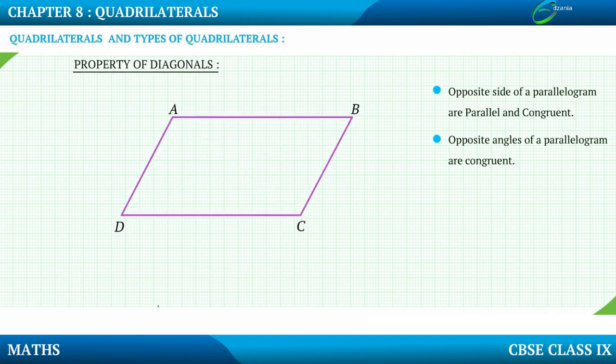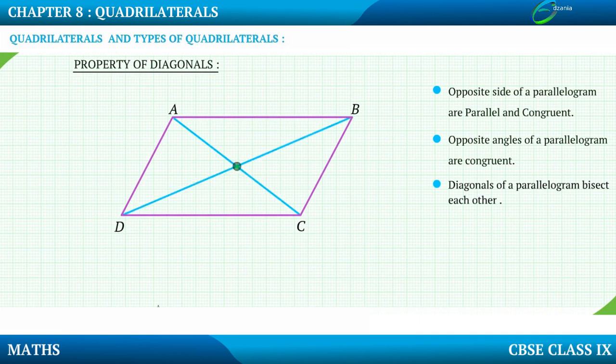Property of diagonals. Diagonals of a parallelogram bisect each other. That is, if we consider diagonal AC, it is bisected at point O. That is, AO is equal to OC. Also, diagonal BD is bisected at point O. That is, BO is equal to OD.